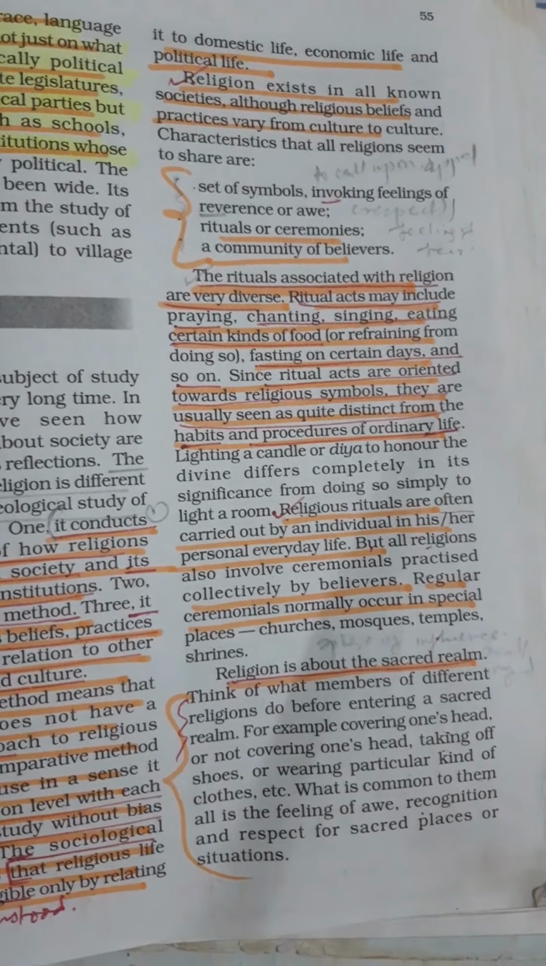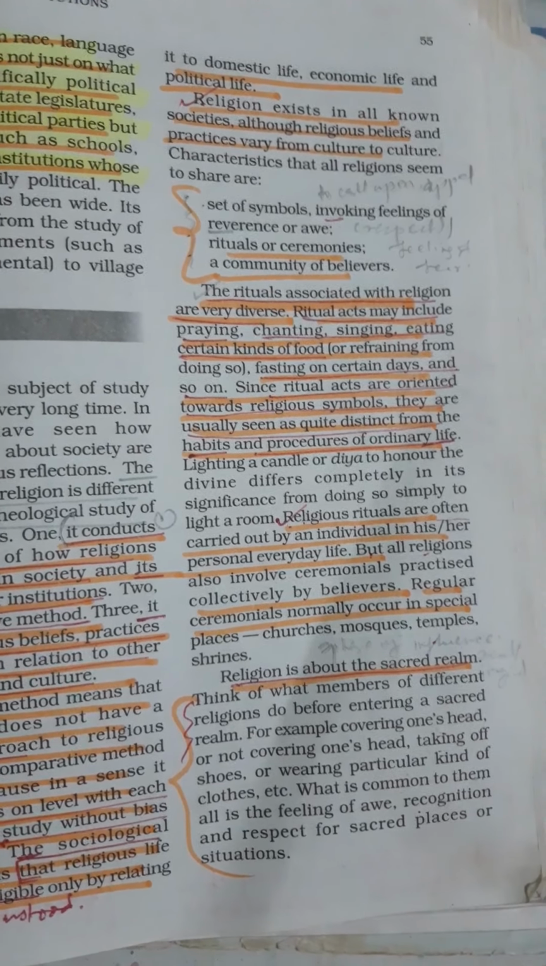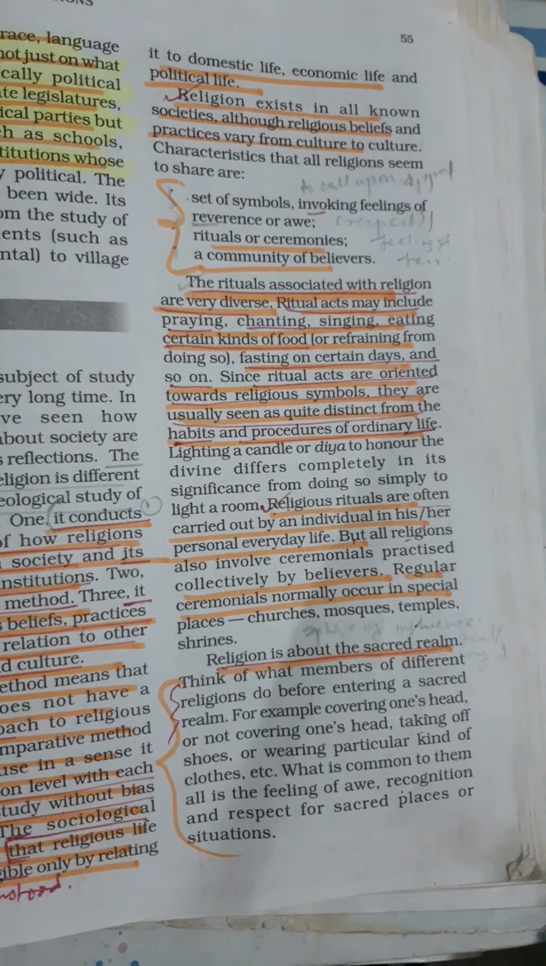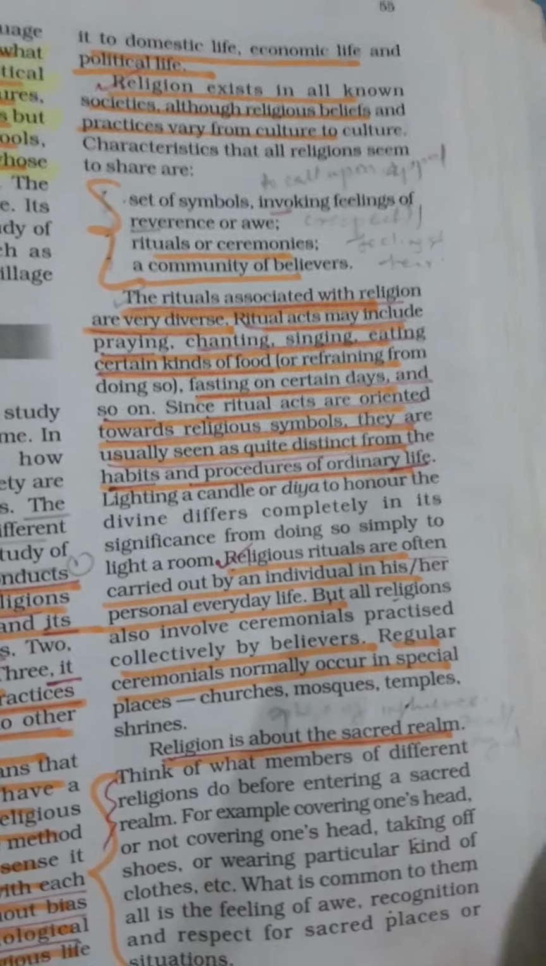A set of symbols invoking feelings of reverence or awe. Rituals or ceremonies and a community of believers. So religion is something symbolic, and then you have a loyalty towards it, right?